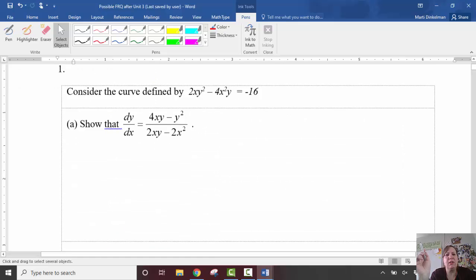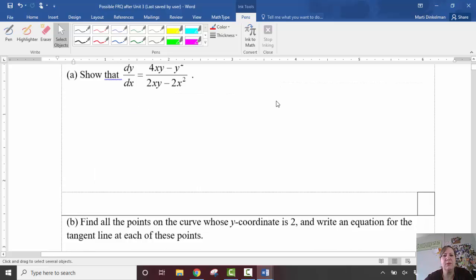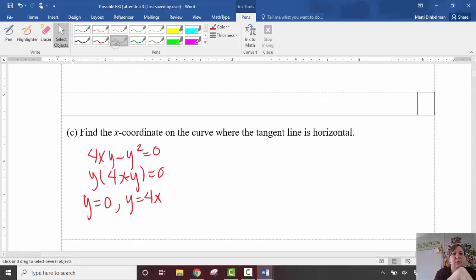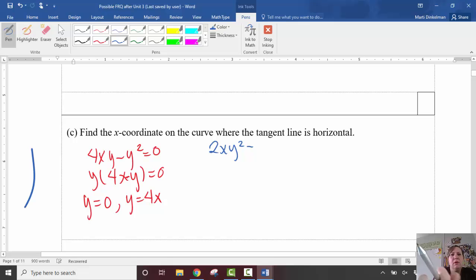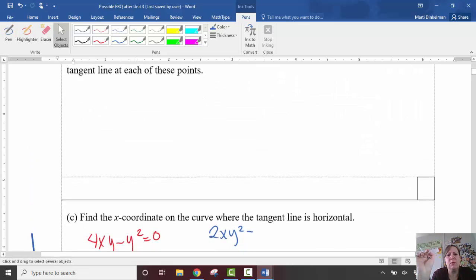So what we're going to do is look back at this original equation, and I'm going to see if I can bring it down. Let's see if I can copy it. Maybe it will let me. I don't know if it's going to let me. So 2xy squared, and then minus 4x squared y.